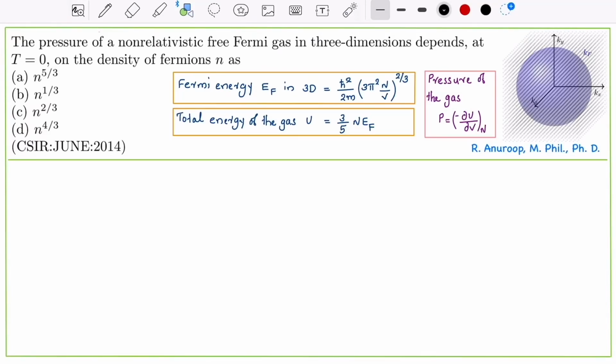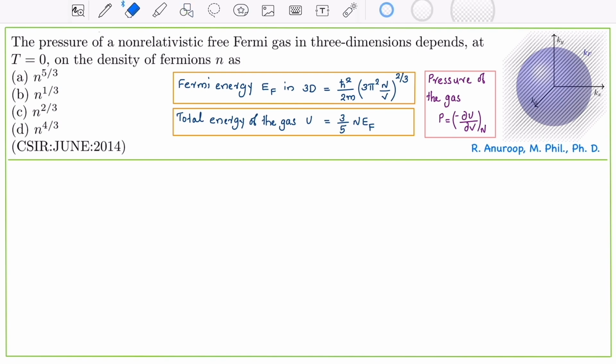Problem 214, Thermodynamics and Statistical Physics. The question is: the pressure of a non-relativistic free Fermi gas in 3 dimensions at T equal to 0 depends on the density of fermions n as.